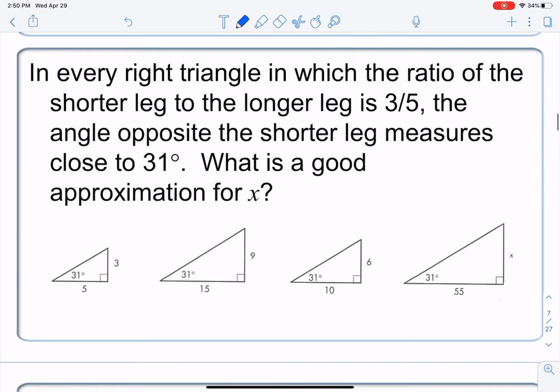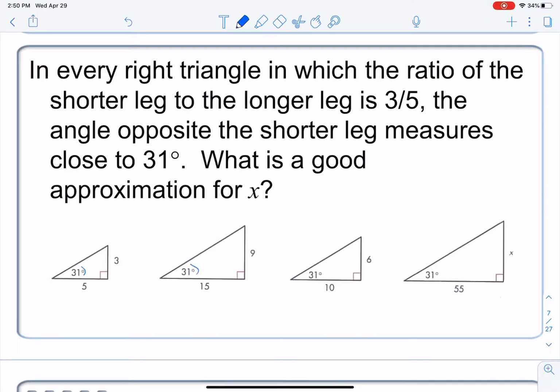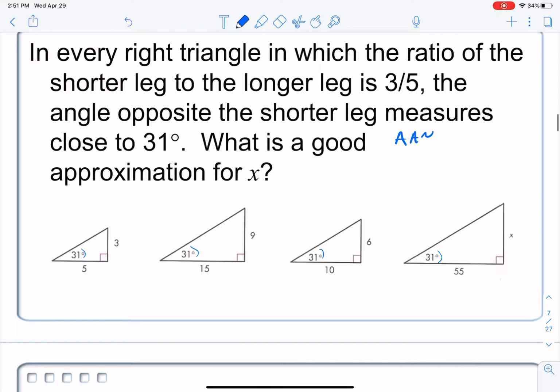Notice that they're all right triangles, and each one of them has a 31 degree angle, which means these triangles are similar by angle, which means the ratios of their sides should always be the same. According to this, the ratio of the sides is about 3/5. Look at the next one. We have 9 over 15. If I divide the top and bottom by 3, we get 3/5. The next one, 6 over 10, divide by 2, you get 3/5 also.